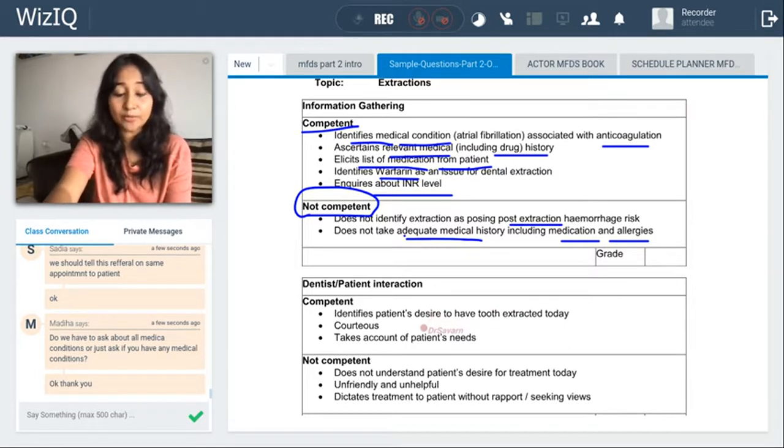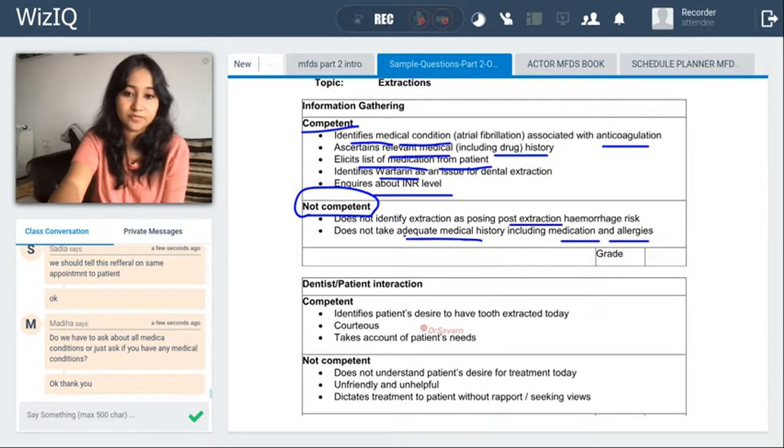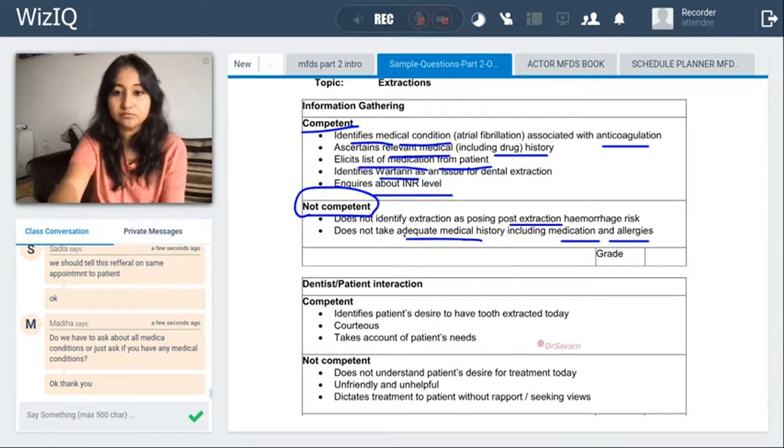And yes, a breathing problem, I want you to ask separately, because even if the patient is seeing, sometimes the patient may not know about this. And bleeding and clotting disorder is something which would be changing your treatment course. Hence, it is important to ask.